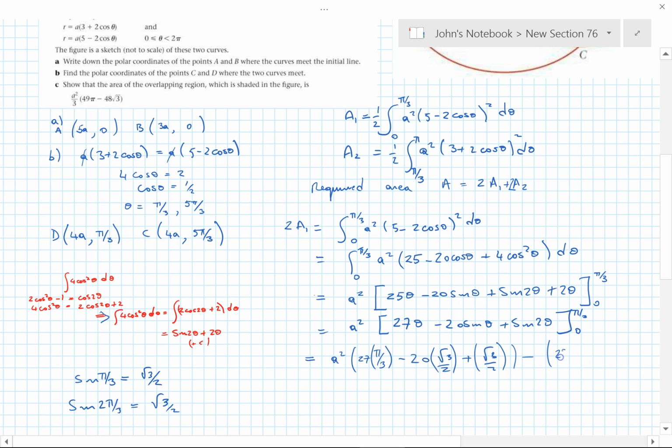Minus 27 times 0, I'll put it in. That's 0 plus 0. Okay, for what it's worth, that gives us a squared times 9 pi minus 19 square root of 3 over 2.